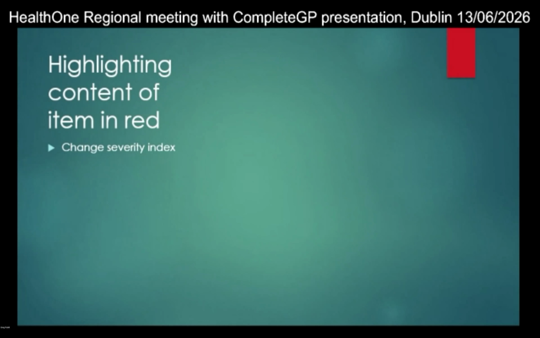Highlighting content of item in red. Sometimes, especially with those very long letters from Beaumont, when you get through HealthLink, you have to scroll through it to read it, plenty of noise, plenty of irrelevant information, and one line is really the meat of it, but it's so difficult to see it.